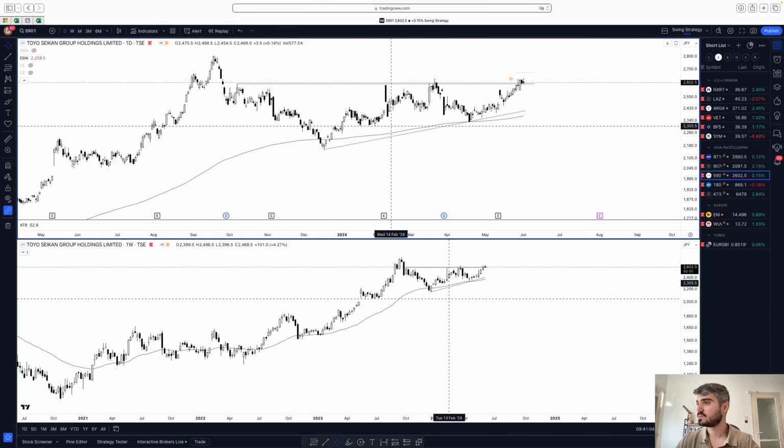Another ascending triangle. We will need to be aware of this major swing high on the weekly.